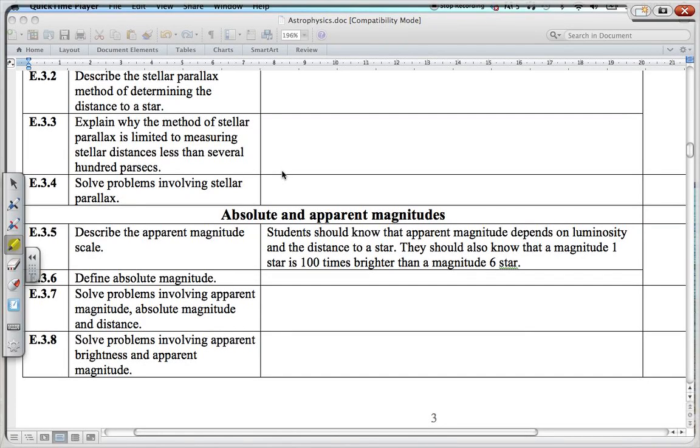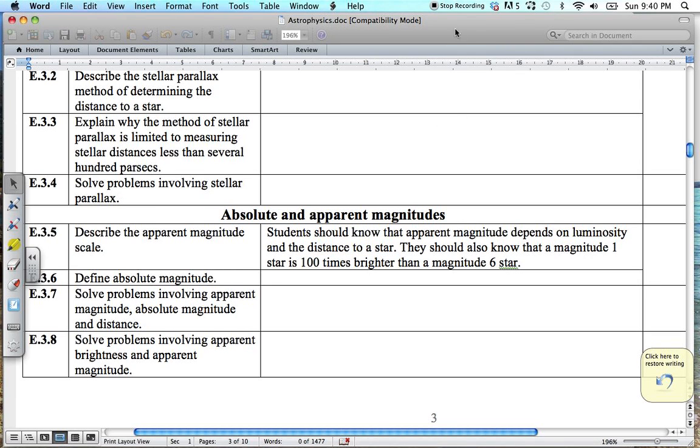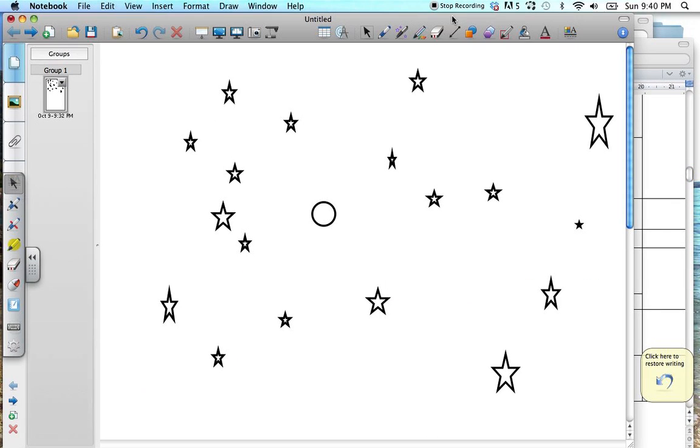Fine students, so in this video I'm going to be looking at this idea of absolute and apparent magnitudes. This is a different type of scale that depends on the luminosity and the distance from the star, something that was developed a long time ago and has been amplified in recent times. I've got a diagram here that hopefully will help us to explain it in more detail.